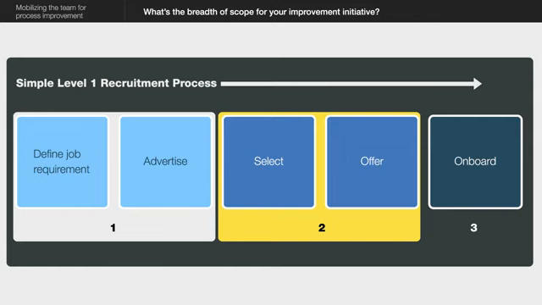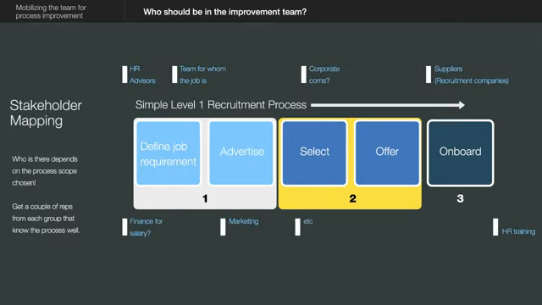Now you could decide that in this scope of improvement, you're only looking at these two level 1 processes, or maybe you're looking at these two. Or you may want to look at the entire end-to-end value stream because that makes the most sense. But whatever it is, it's very important to think about this and discuss with the leaders involved and decide on the scope.